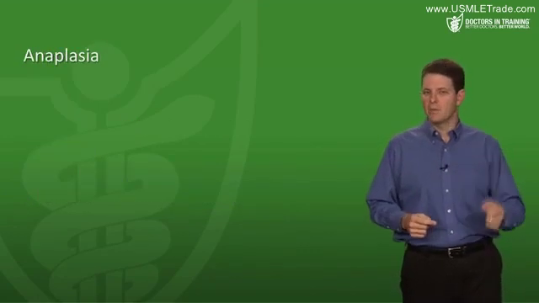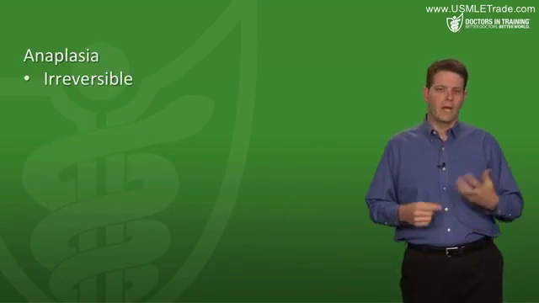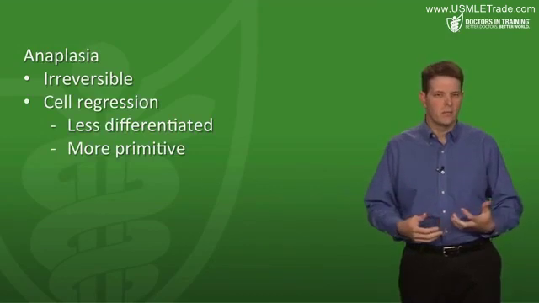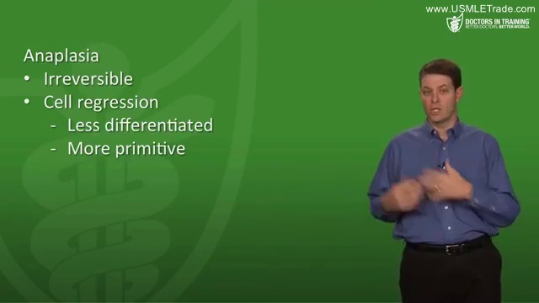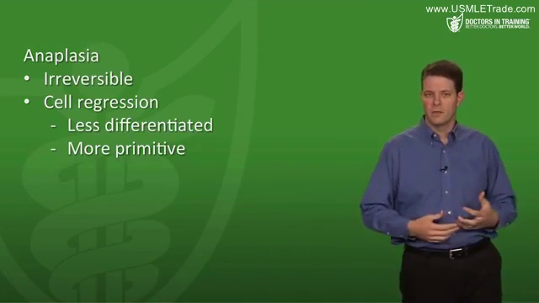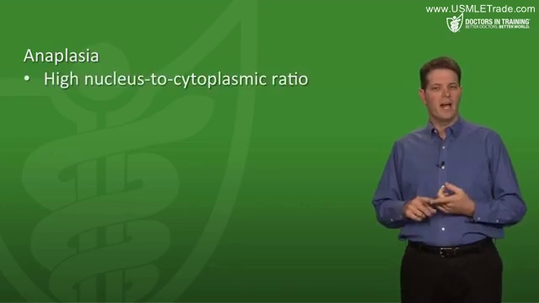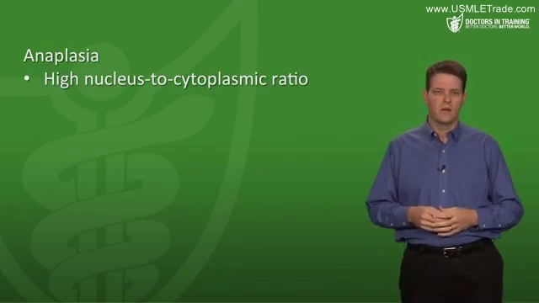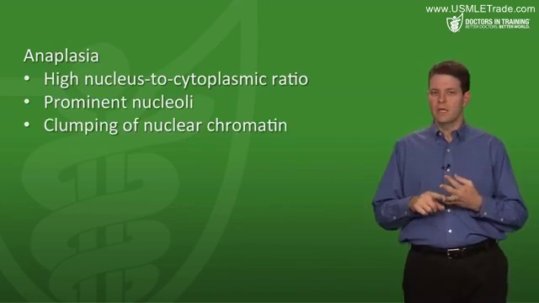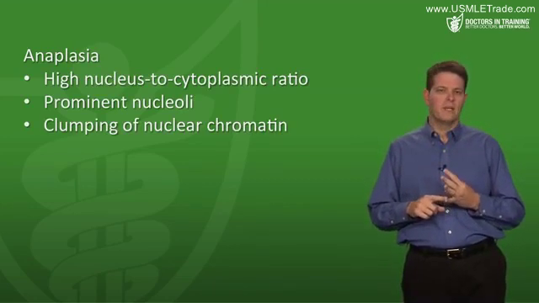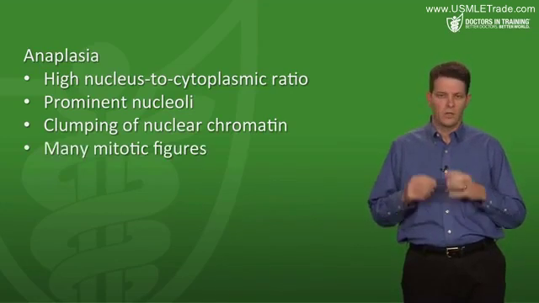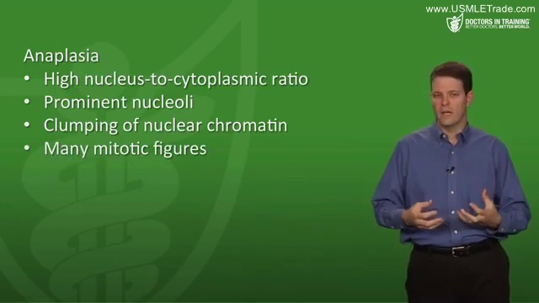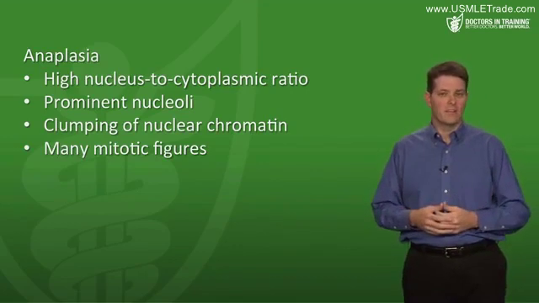The next step is anaplasia, which is irreversible. So anaplasia means that the cells are regressing, becoming less differentiated, less like mature cells and more like primitive cells. And there are some distinct features of anaplastic cells that are probably worth writing down. There's a high nucleus to cytoplasmic ratio, so very little cytoplasm, lots of nucleus, prominent nucleoli, clumping of the nuclear chromatin, and these cells have many mitotic figures. So if you're looking under a microscope and you see any of those 4 findings, you might be dealing with an anaplastic cell.